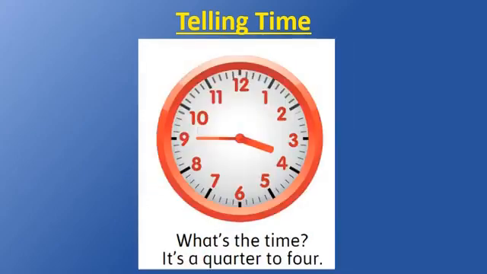Right? Next, look here also. When the minute hand is pointing to 9, we say a quarter to, all right? Then we say the number of the hour, okay? The number of the hour. So a quarter to, then the number of the hour, which is 4 here.